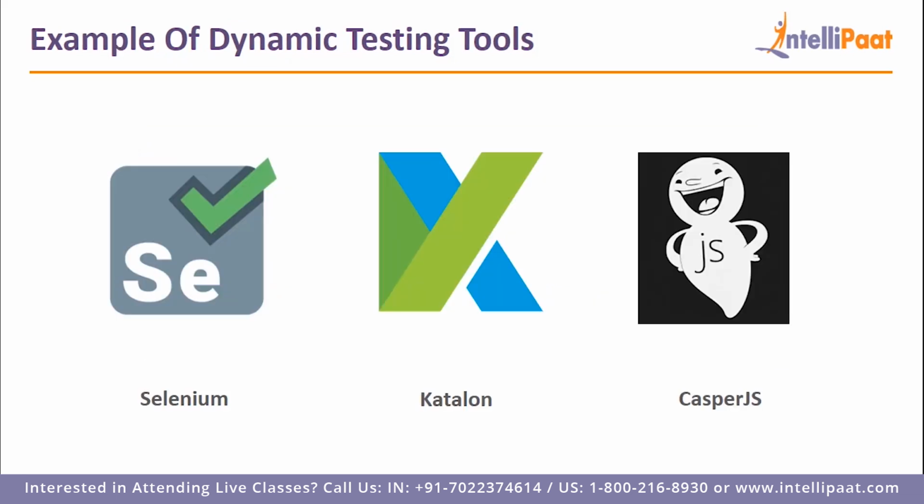Examples of dynamic testing tools are Selenium, Katalon, and Casper.js. These dynamic testing tools are used to write standardized scripts that will then run on the application code to make sure whether it runs properly or not.